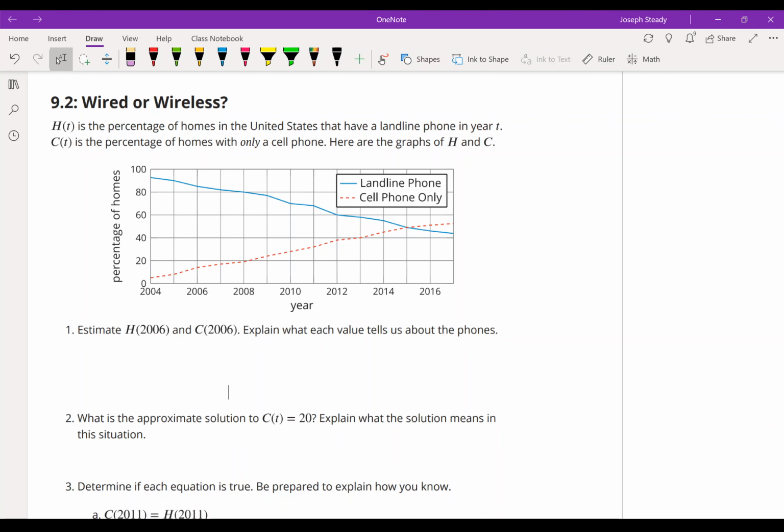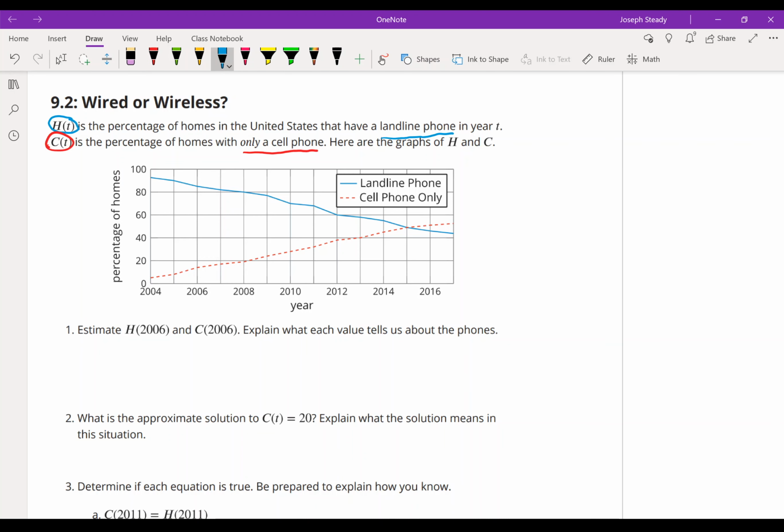In the second problem, we are given another graph that has two different functions on it. The first function is h of t, which is the percentage of homes in the United States that have a landline phone as a function of what year it is. And that's represented by a blue line on our graph. The second function is c of t, which is the percentage of homes that have only a cell phone. And that's represented as the red line on our graph.